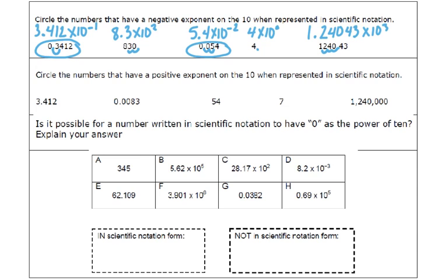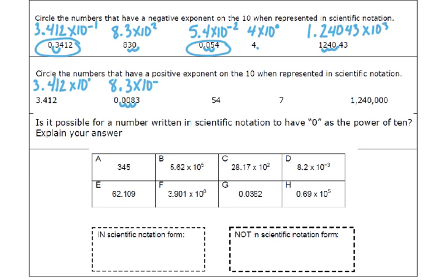All right, the next one says circle the numbers that have a positive exponent on the 10. So 3.412, the decimal is already where I want it. So I just rewrite the number and add times 10 to the 0. In 0.0083, I have to move it 1, 2, 3 places. So now I have 8.3 times 10, and I moved it 3 places to the right. So that's a negative 3.